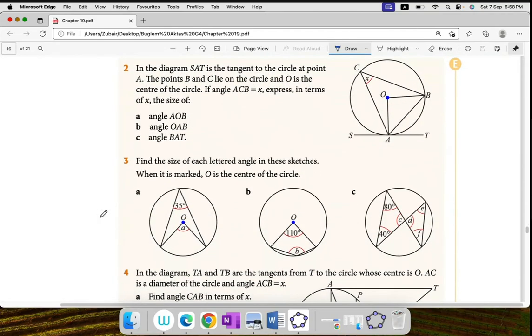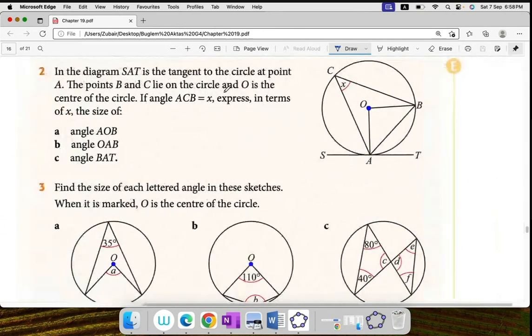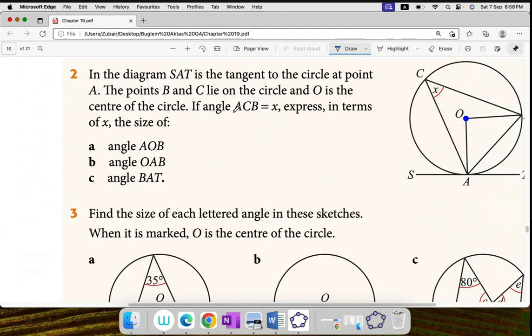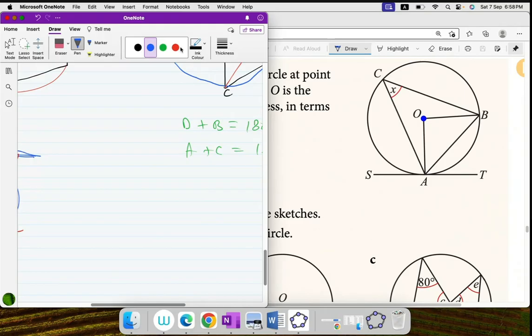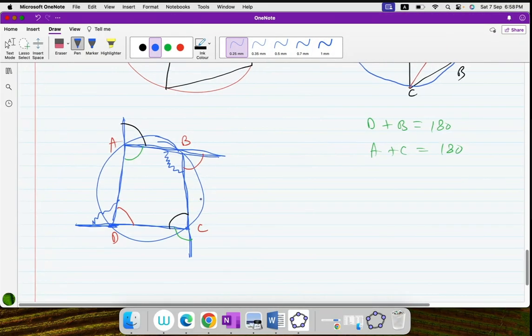We sometimes actually know what we're doing, but we forget the name. In the diagram, SAT is a tangent to the circle at point A. Okay. I need to tell you one more property. We've just indirectly discussed it. No, we've actually done it. You remember radius and tangent? They are perpendicular to each other. Yes. Okay. Then this is clear.